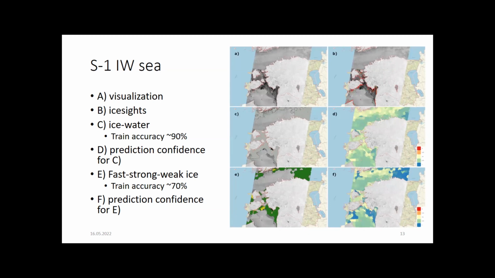Same story for interferometric images. Here the overall accuracy during the training was similar, but in operational use it has shown poorer results. And currently I'm not really sure how to fix this. I have some ideas, but this is for the future.